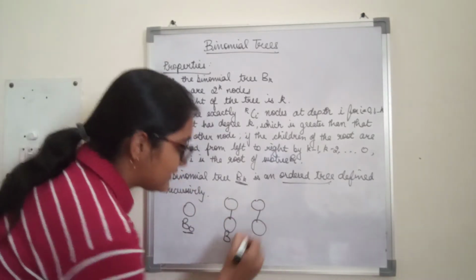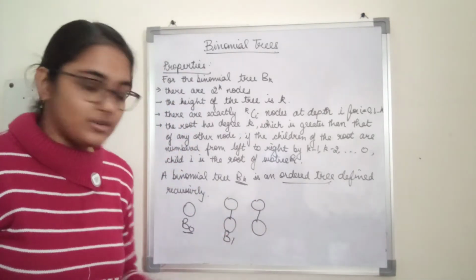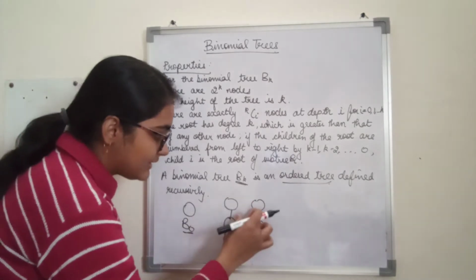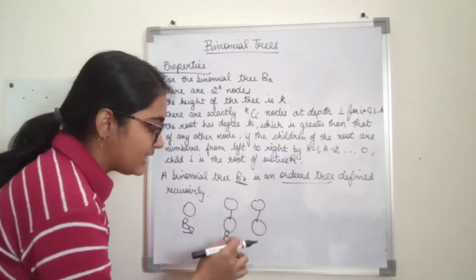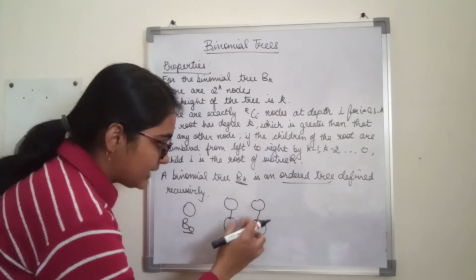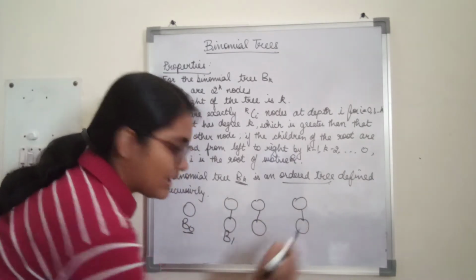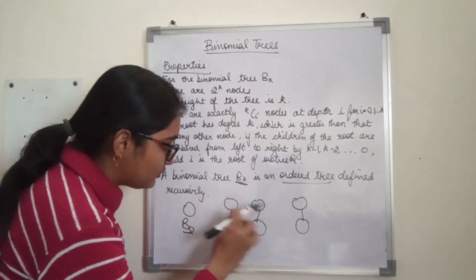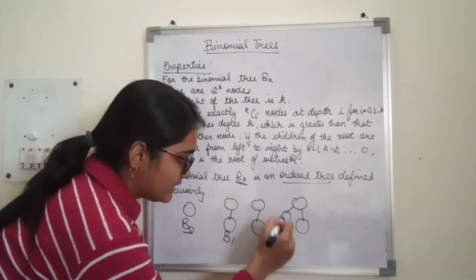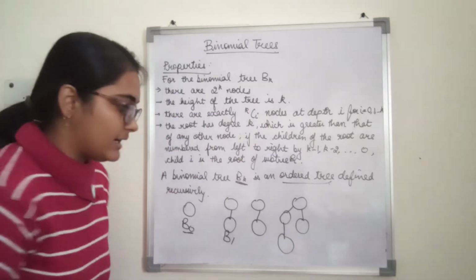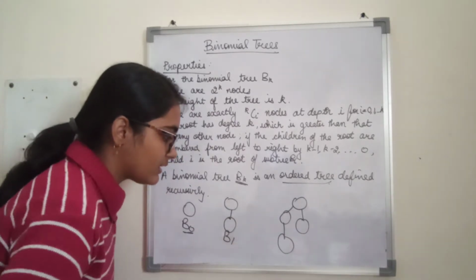So let us say we have two B1s. How are we going to link them? We have to make this the leftmost child of the root of this, right? When we do it like this, it will become something like this. Okay, so this is the one, and we have to do this here. So this and this, right? Clear?